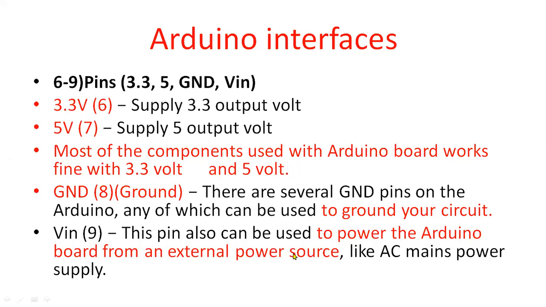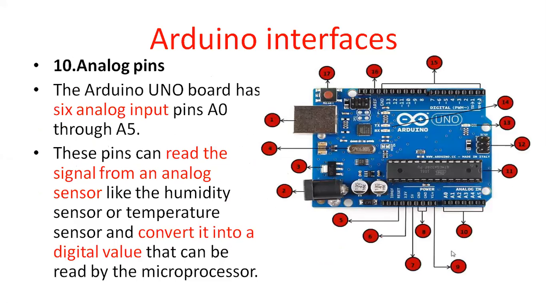That is a pin, and then the Vin pin. This pin is also used to power the Arduino board from an external power source, like AC mains power supply. That means in order to provide this power, you have different pins available. Coming to the 10th one, what is the 10th pin here? This one is the main microcontroller.